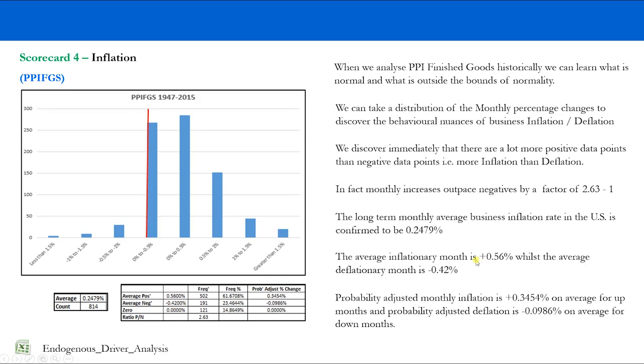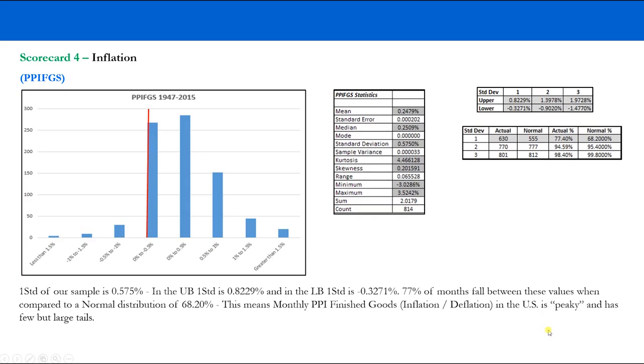The average inflationary month, so the average positive month, is 0.56%, and the average deflationary month is minus 0.42%. So probability adjusted monthly inflation, when we multiply across the frequencies in the positive month, is 0.3454%, and probability adjusted deflation is minus 0.0986%. So for the negatives, for the down months. Again, you can go into the endogenous driver analysis. You can double check all the numbers, and you can even start from scratch from a blank spreadsheet and work all of this out yourself.